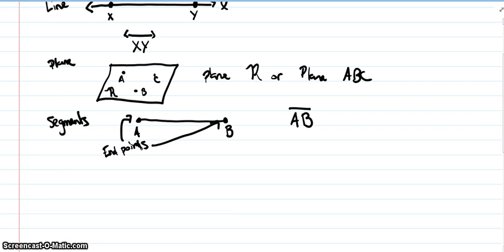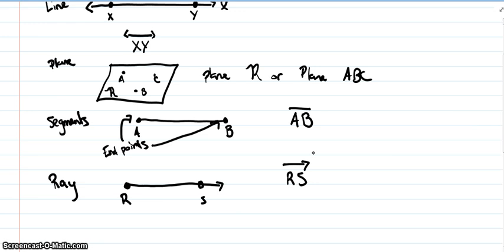A ray has an endpoint, but then it extends forever in one direction. So a ray would be something like this, where R is the endpoint, and then it goes through S, but then it extends on forever after S. How we denote that is RS with a line with one arrow above it, ray RS.